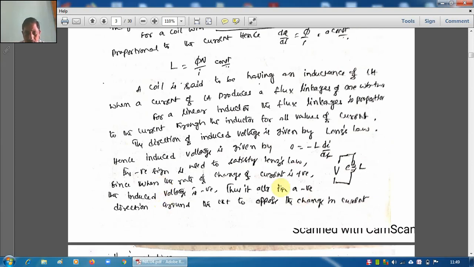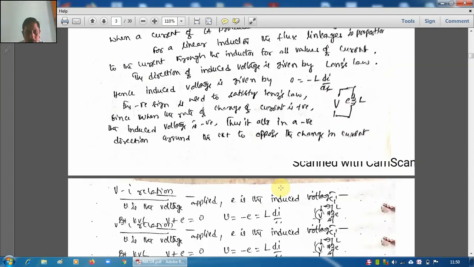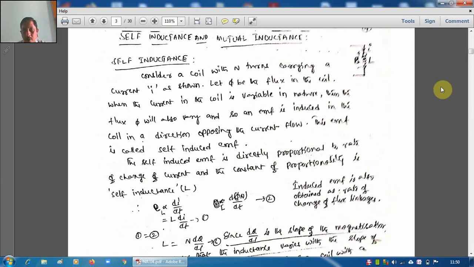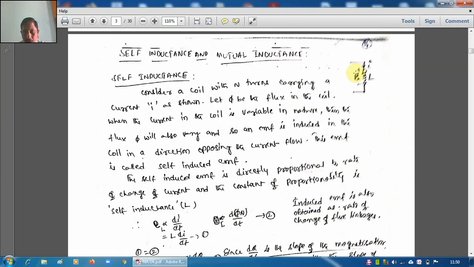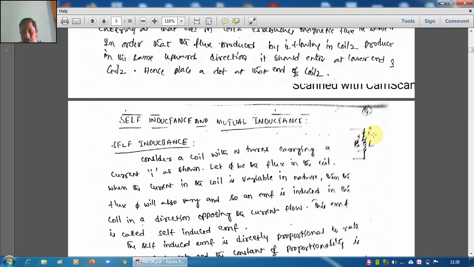This is all about the inductance. So for this coil, the self inductance of coil L is given as N phi by I, where N is the number of turns of the coil, phi is the flux produced by the coil, and I is the current in the coil. Because of this current, flux is produced.